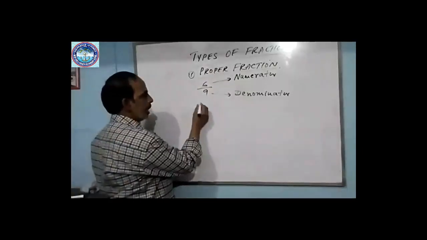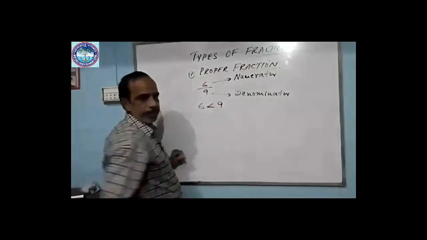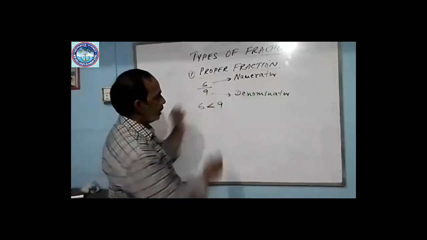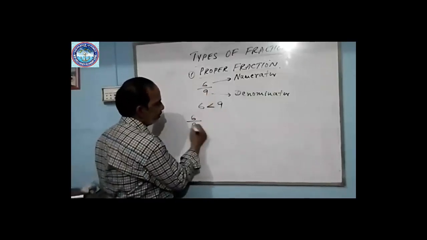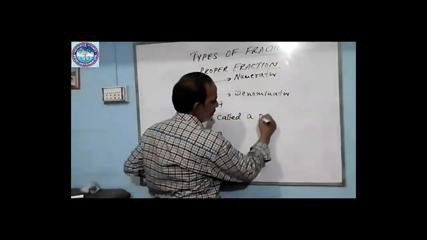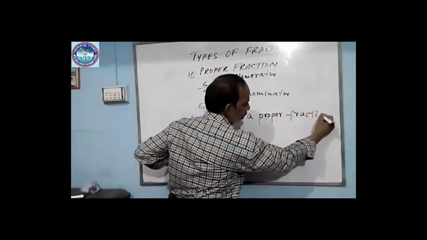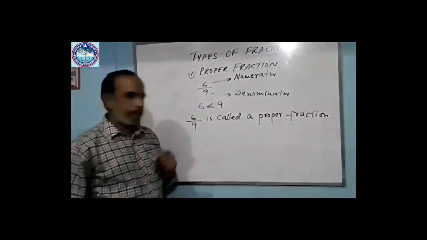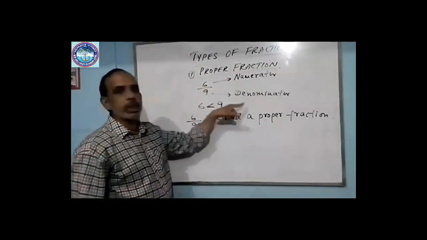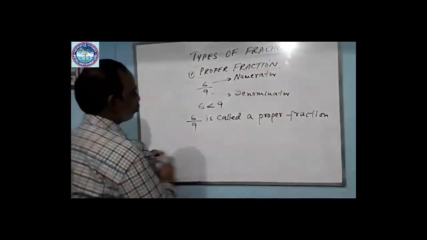Symbolically we can write it as 6 is less than 9. So 6/9 is called a proper fraction. Okay. So what is proper fraction? Proper fraction is that fraction in which the numerator is less than the denominator. Clear? Okay, let's go on to the next.